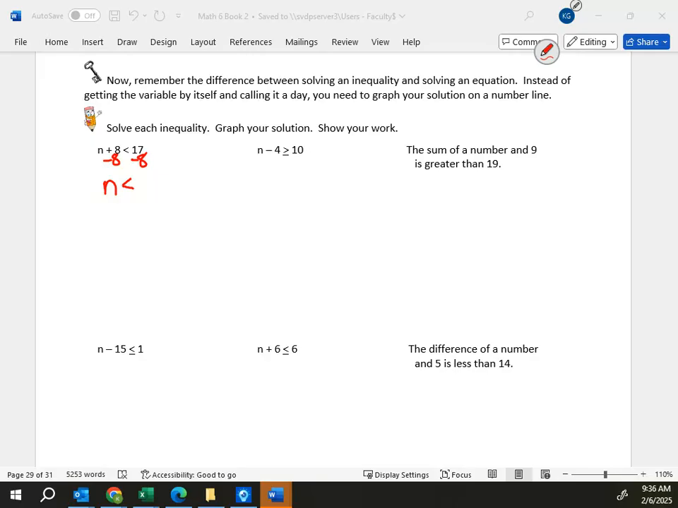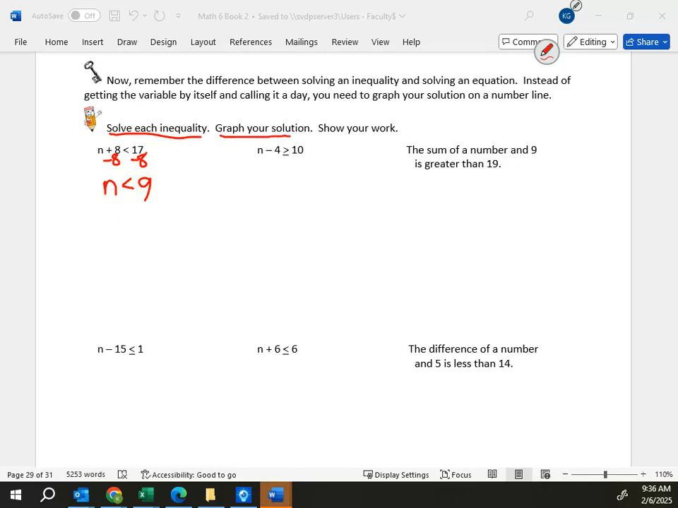What is n less than? James? 17. No. 8. No. What is 17 minus 8? 9. So you have to do that math to figure out what that n is less than. That's our first part, solving our inequality.